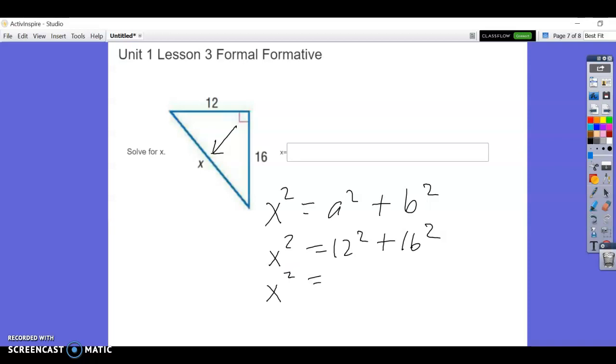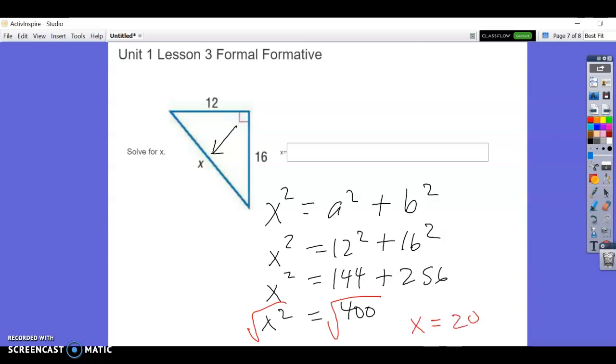So, 12 squared is 144. 16 squared is 256. X squared equals 400. Now, to find X, we take the square root of both sides. You've got a calculator. So X ends up being 20. And you type that in right there.